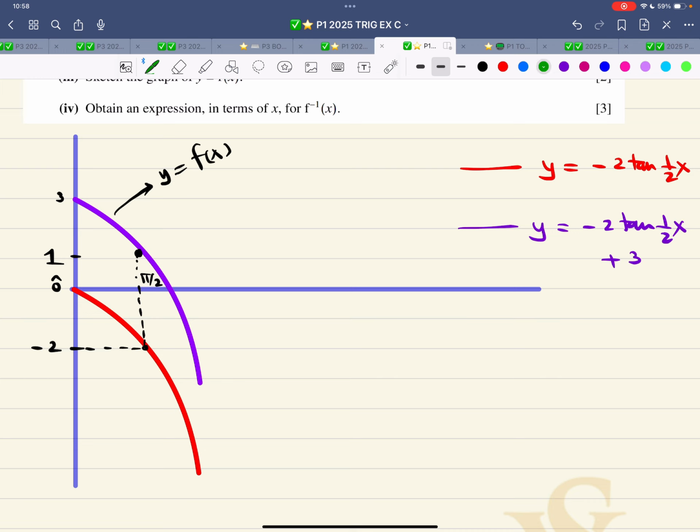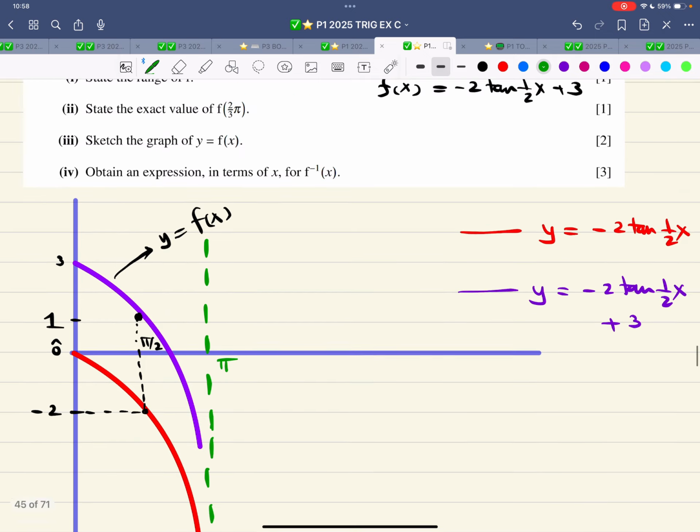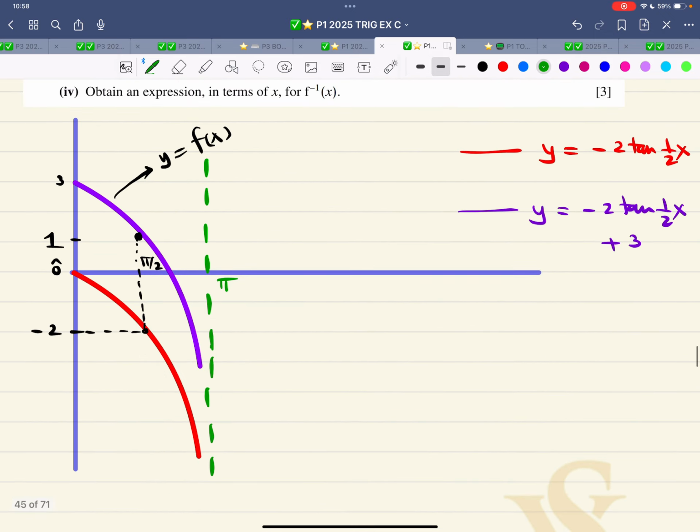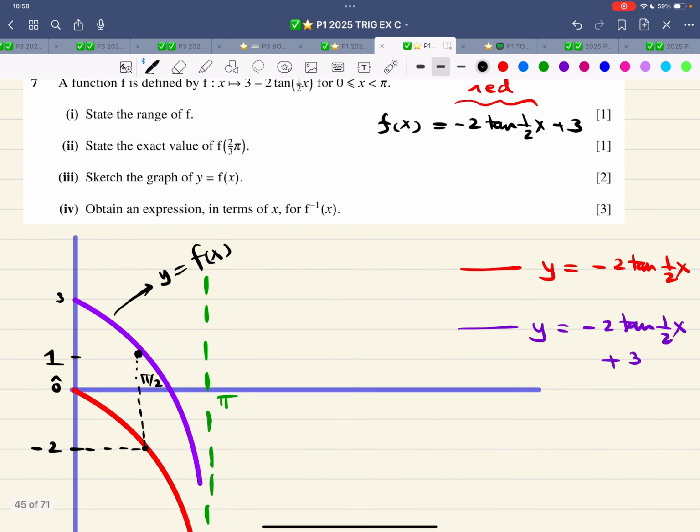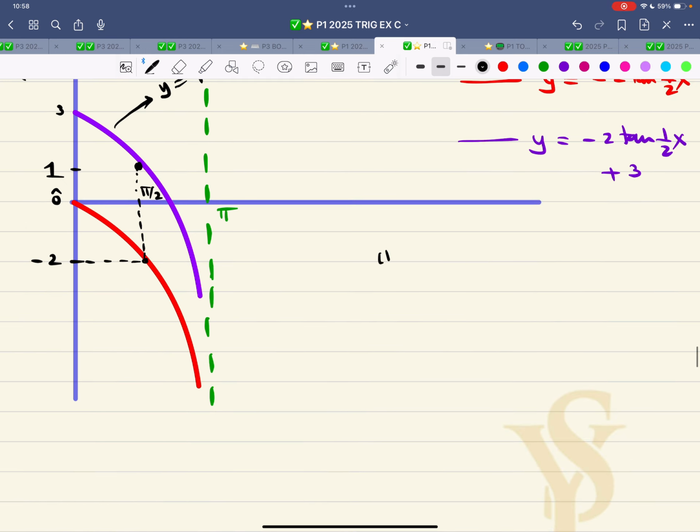Don't forget, which color should I use? Green color. So don't forget to draw this asymptote over here, and this asymptote occurs at pi. So this thing is pi. 0 is inclusive, pi is not inclusive. Now based upon this, so this is part 1, part 2, 3. This is part 3 that I have done. So based upon that, I can write the answer for part 1.